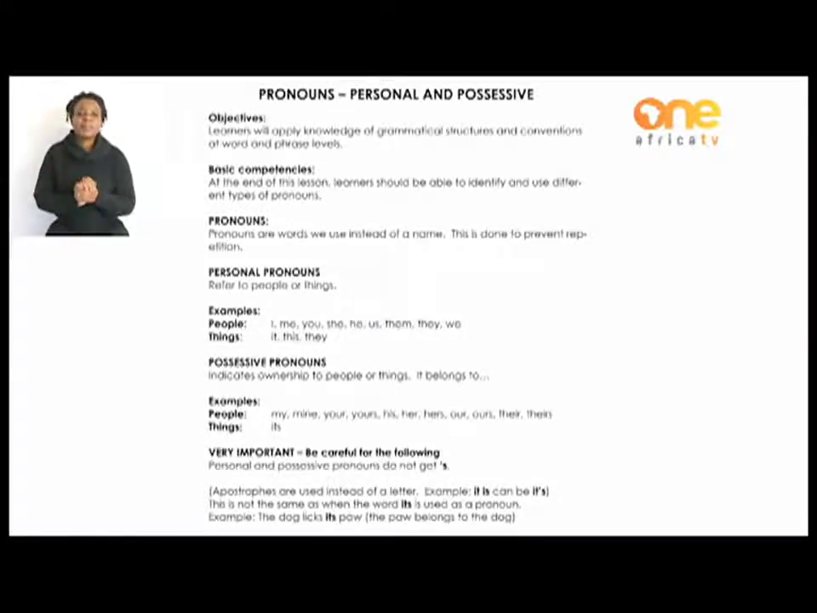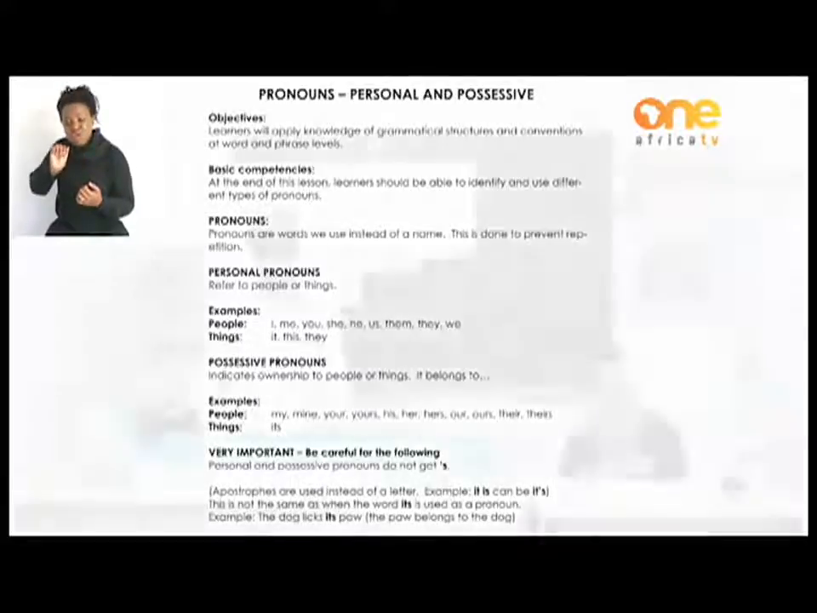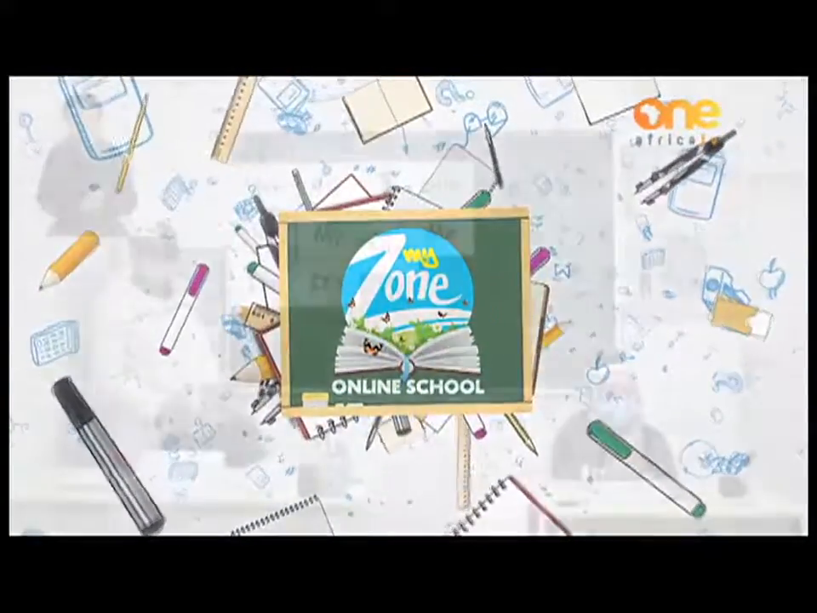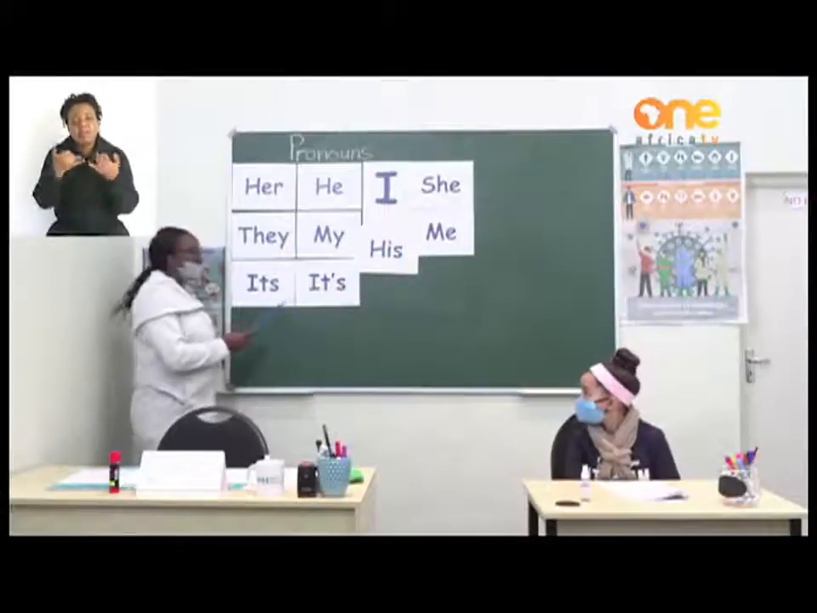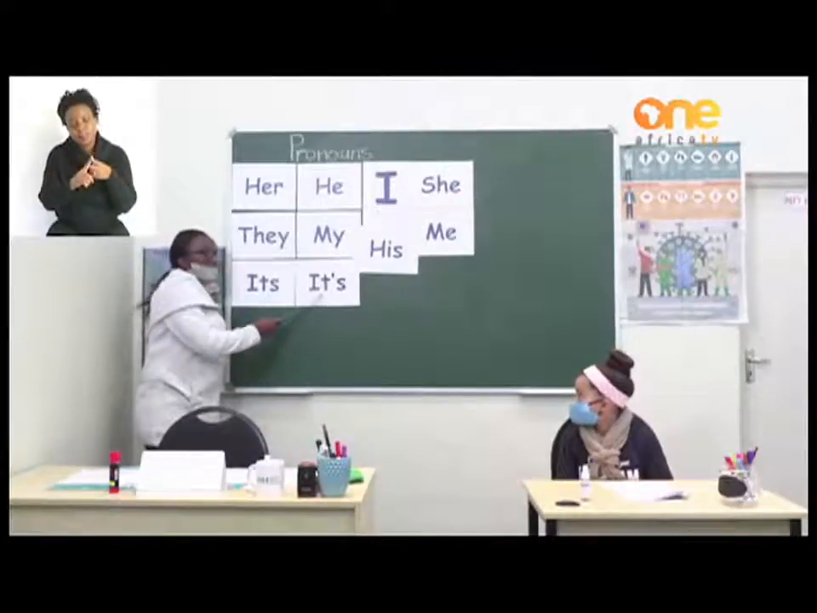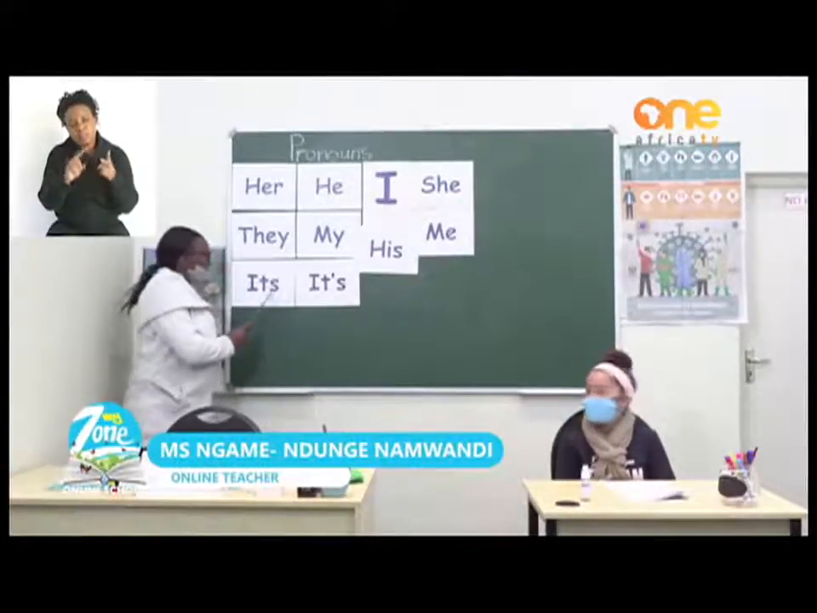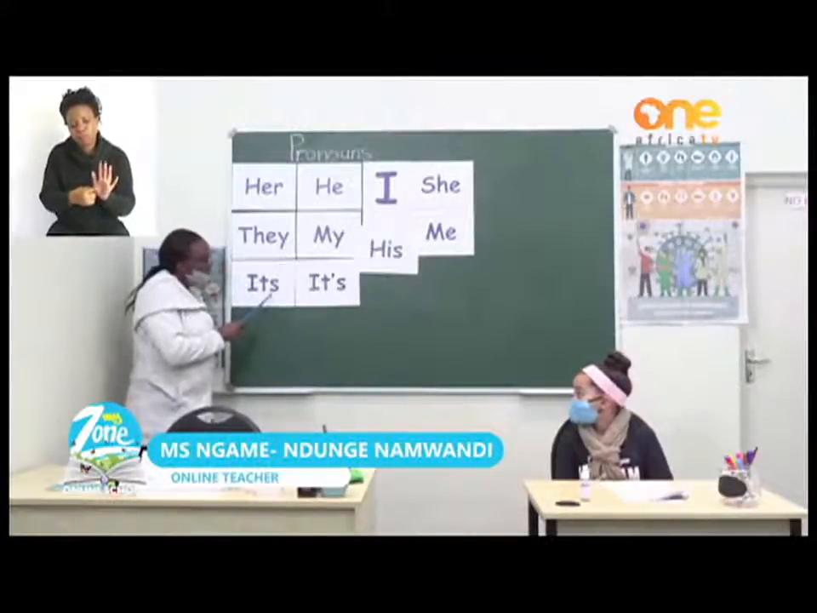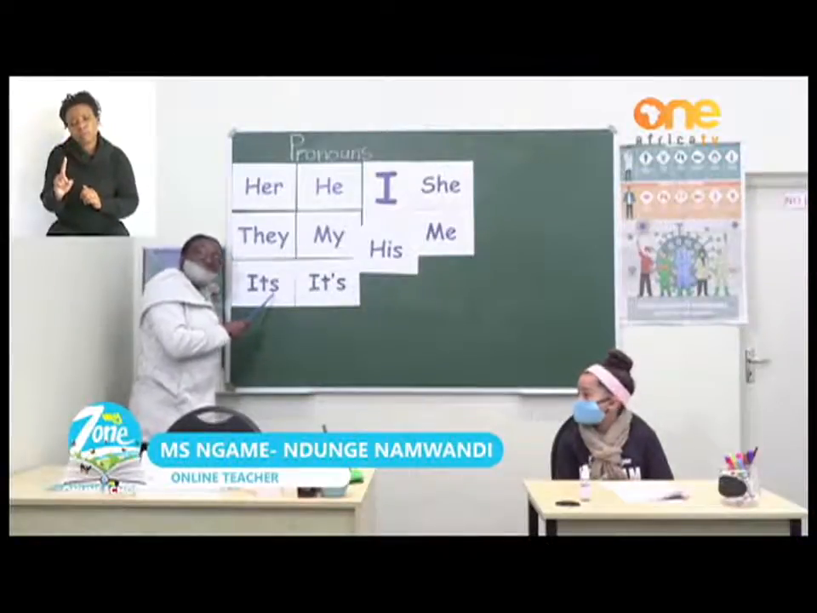Now, very important, I just want to make something very clear because we confuse it with an apostrophe and it's with belonging. Now, let us look on the chalkboard. I am going to explain the difference between the two. Its without an apostrophe and it's with an apostrophe. Its without an apostrophe shows possession. What does that mean? It means that something belongs to a thing.